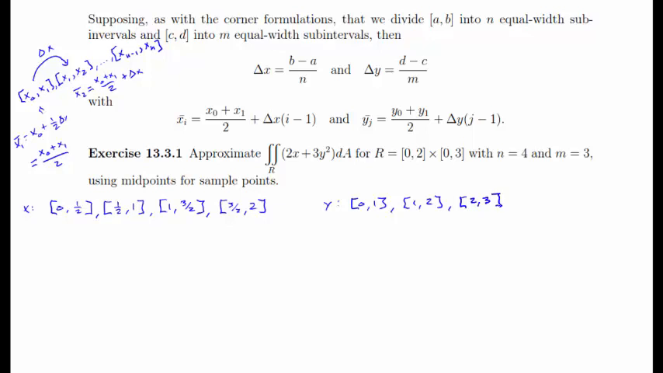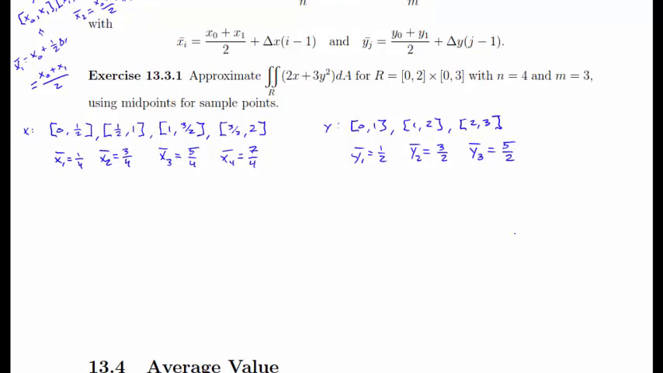So we have x sub 1 bar equals 1/4, x sub 2 bar equals 3/4. And we see delta x is 1/2, and indeed 1/4 plus 1/2 equals 3/4. x sub 3 bar equals 5/4, and x sub 4 bar equals 7/4. And then my y sub 1 bar equals 1/2, y sub 2 bar equals 3/2, and y sub 3 bar equals 5/2. So we then are going to have all these rectangles. Let's real quick say delta x equals 1/2, delta y equals 1.